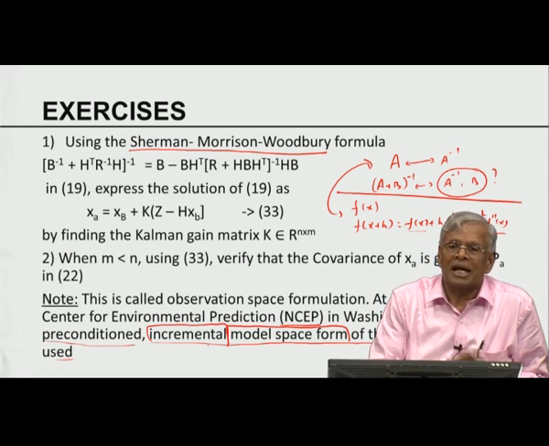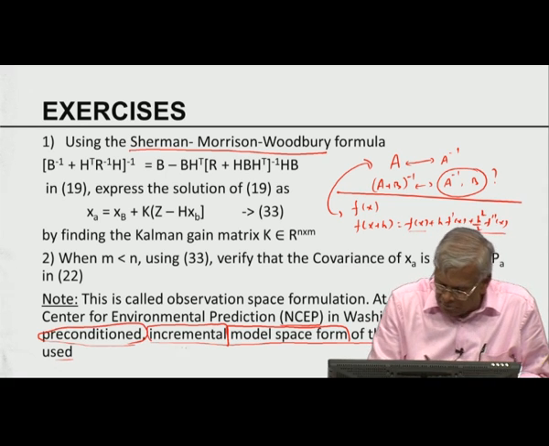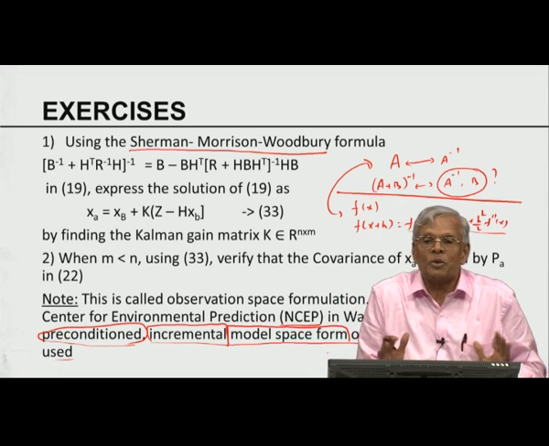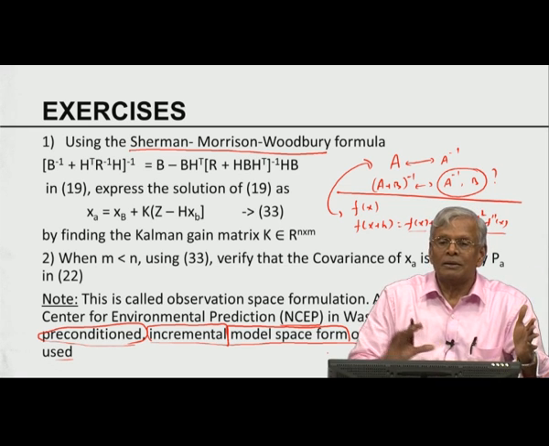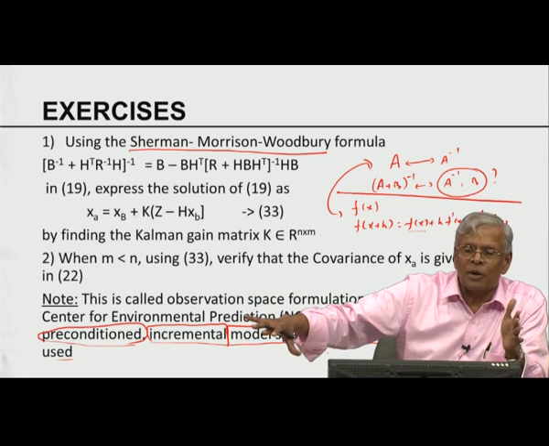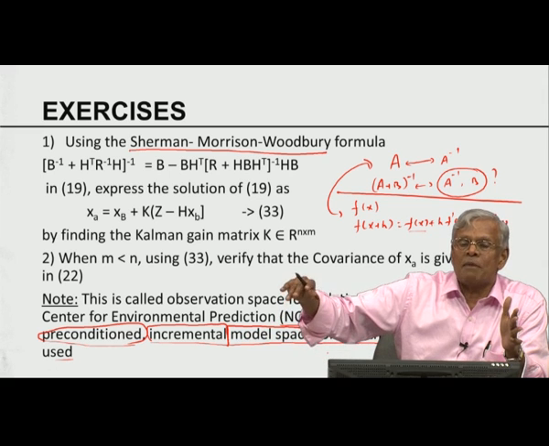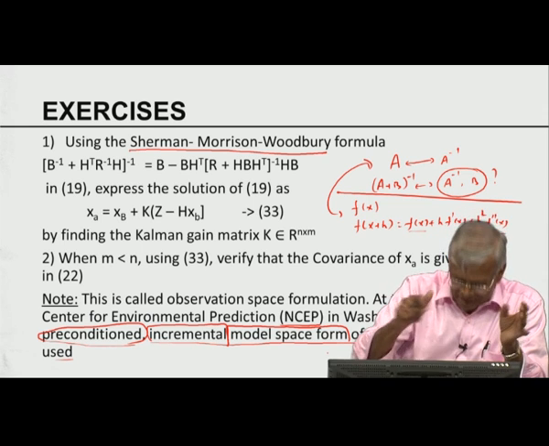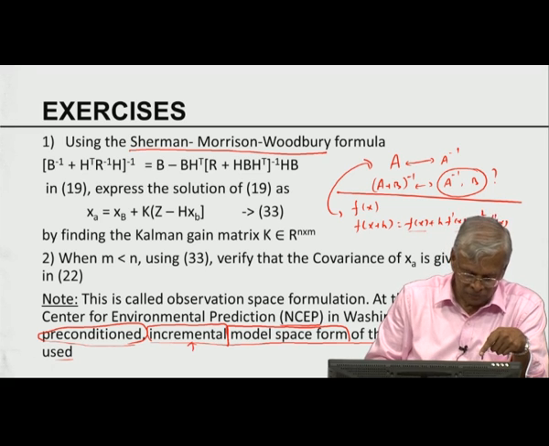What is the incremental version? Delta x. They use the preconditioned incremental model space formulation of the spectral model. I hope you all now appreciate that. That means there is a background. I want to have the analysis. I want to go from prior to posterior. Background is prior, posterior is analysis. I would like to express the analysis, the posterior, as background plus an increment. It is that increment in this incremental formulation that is being computed. That is what we have expressed.